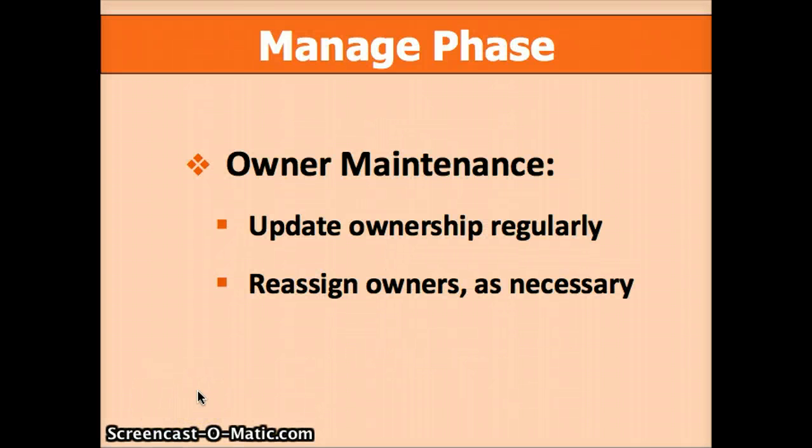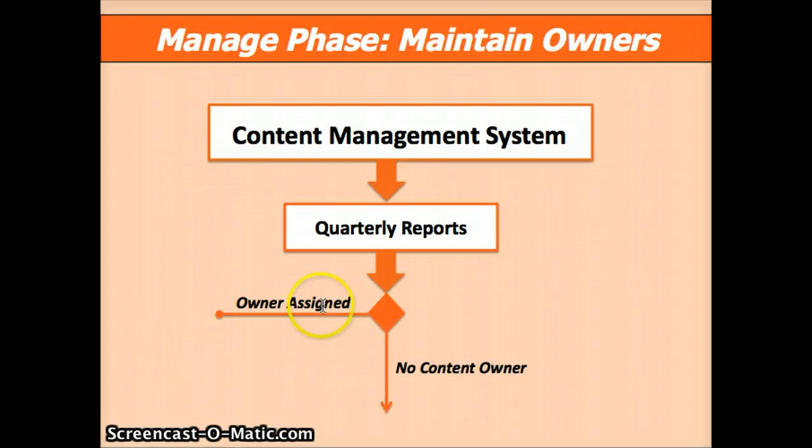The third phase is the manage phase. And this is basically maintaining ownership, like we established in the request phase. We had an owner. We just need to make sure there's always an owner of the content, so the content doesn't get orphaned eventually on the site. So this is basically checking ownership and reassigning content to new owners as necessary. This can also be done in your content management system. So the theme here is to use technology as much as possible to facilitate this process. And it's very easy to do in the content management systems that are available today.